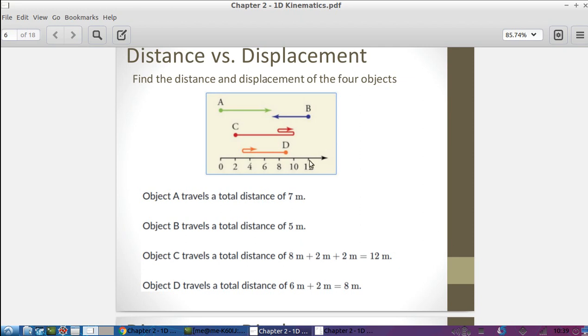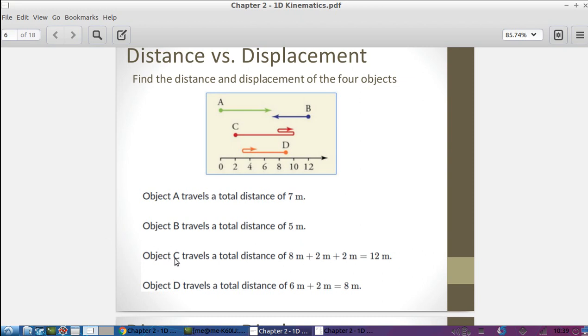Object B starts at 12 meters, ends at 7 meters. We see it's kind of between the 6 and the 8 here, right? So the total length of this path traveled by object B is 5 meters. Object C does something a little funny. Object C starts at 2 meters, it goes to 10 meters, and then backtracks to 8 meters, and then goes back in the positive x direction to 10 meters.